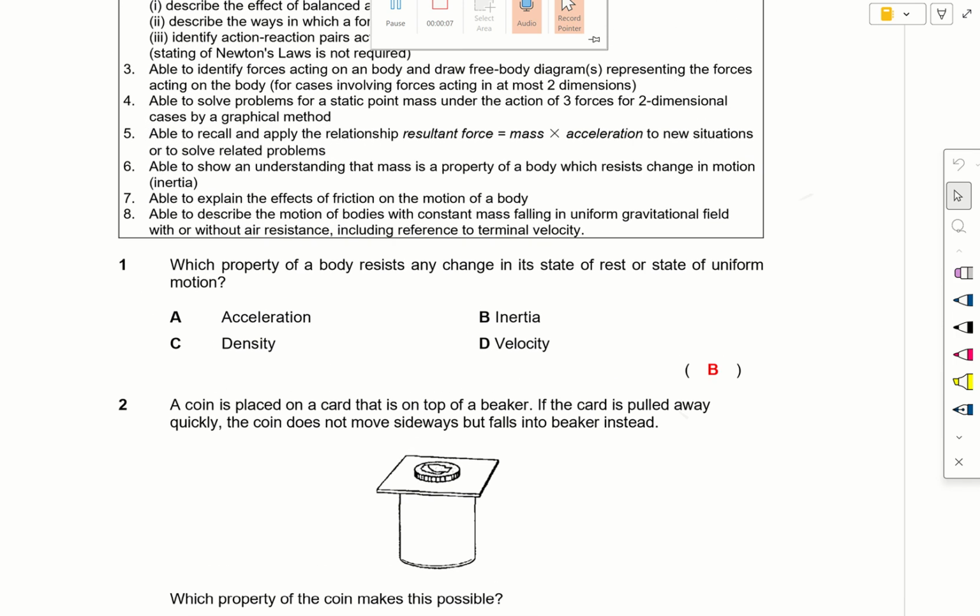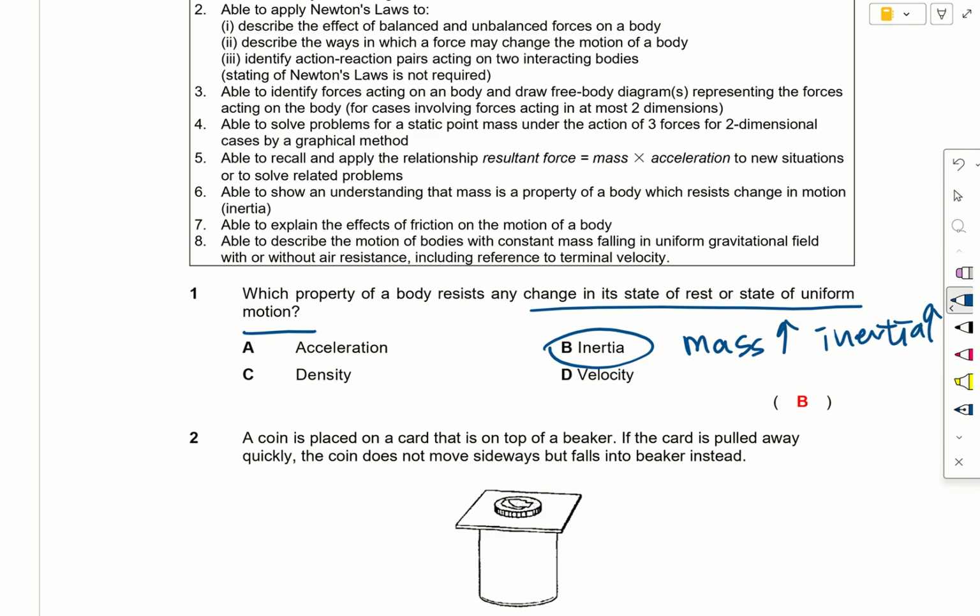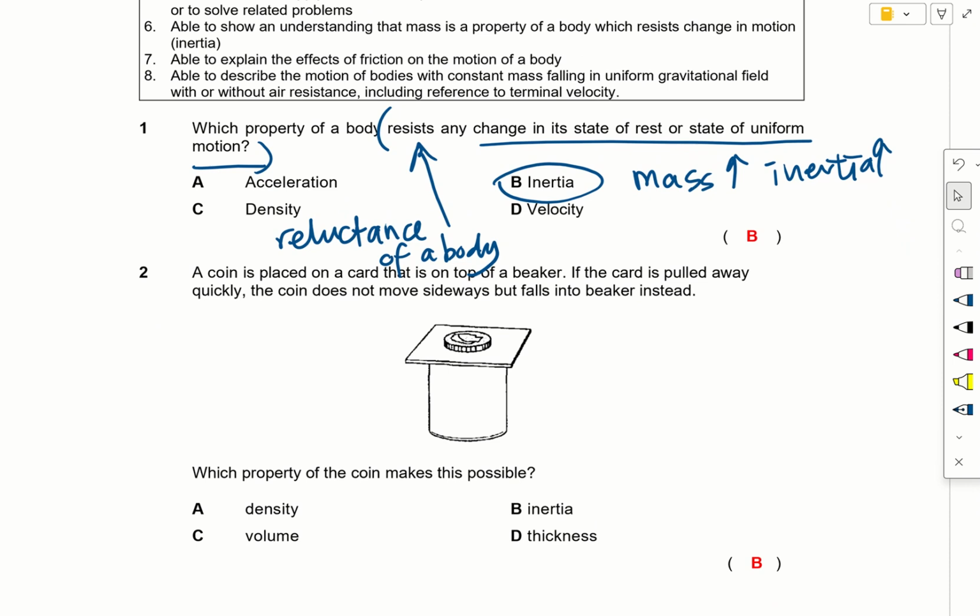Okay, question 1. Which property of a body resists any change in its state of rest or state of uniform motion? Okay, the answer is inertia. And you might want to take note that as mass increases, inertia will increase. So what is inertia? Inertia is actually the reluctance of a body to resist any change in its state of rest or state of uniform motion. So that is the definition for inertia.